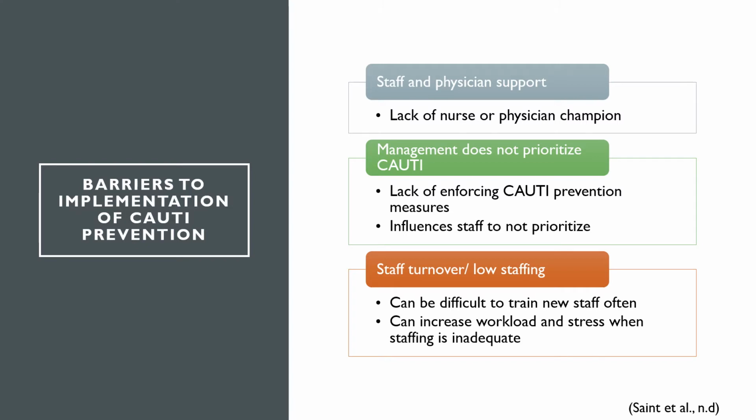Management may not prioritize CAUTI prevention measures. This means that the management may not be enforcing CAUTI preventions, and it influences staff to not prioritize it as well. Staff turnover and low staffing can also be difficult because it is very difficult to keep training new staff on CAUTI preventions. Also, it can increase workload and stress when staffing is inadequate.